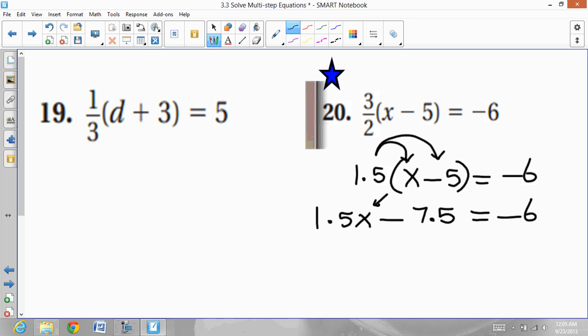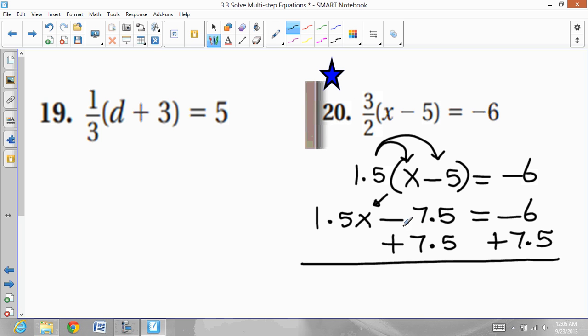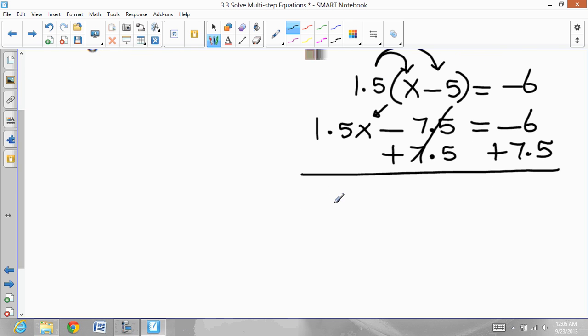And remember, you need to get the x alone. So that means x is being so watched closely by 1.5. We'll come to it last. So negative 7.5. Let's go in with a positive 7.5 on this side and a positive 7.5 on this side. Negative 7.5 and positive 7.5 cancel out to give you 1.5x equals negative 6 combines with 7.5 to give you positive 1.5.